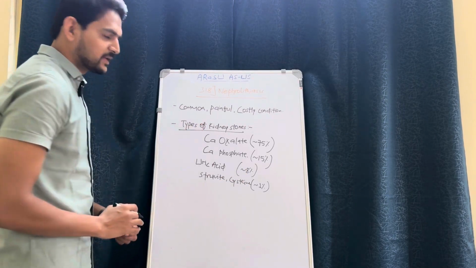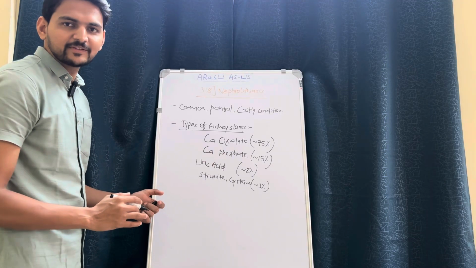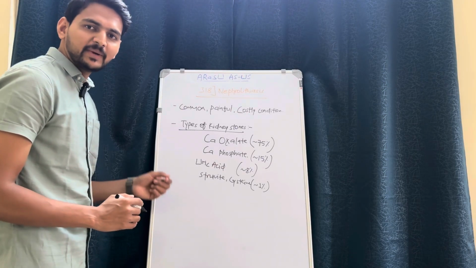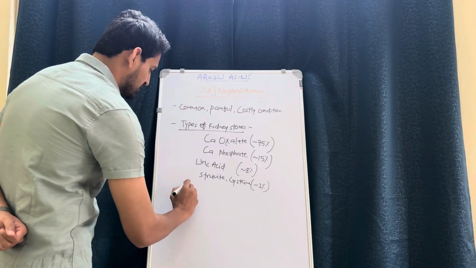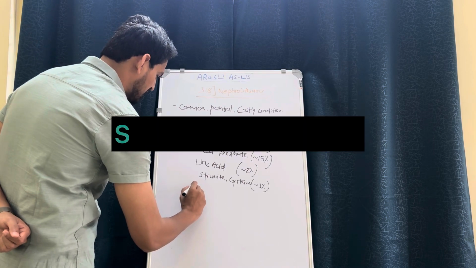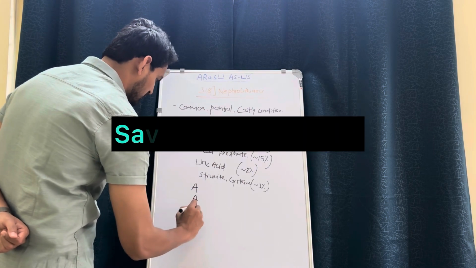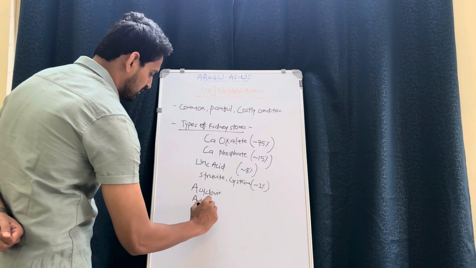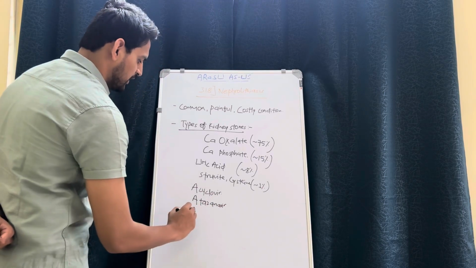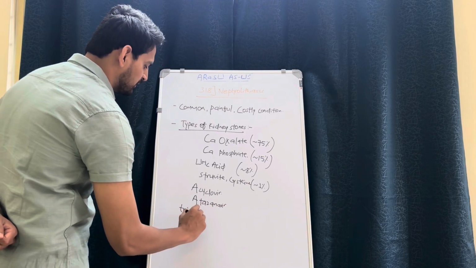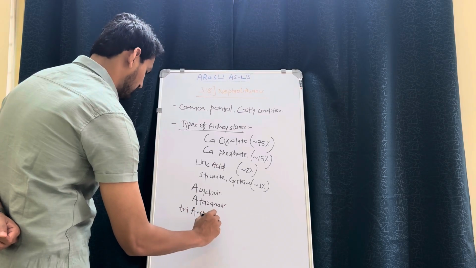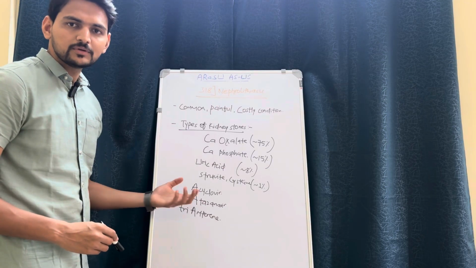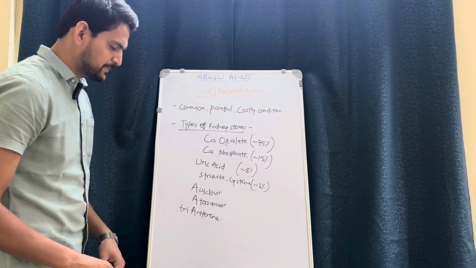And some stones are mainly composed of medications, that is, some medications will lead to stone formation with the composition of the medication itself. So just to mention a few such medications, we can remember 3 A's. Here A for acyclovir, then atazanavir, and one more is triamterene. So these medications themselves can lead to stone formation. So these are a few types of kidney stones.